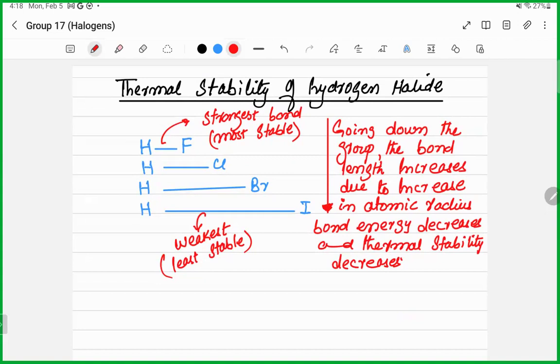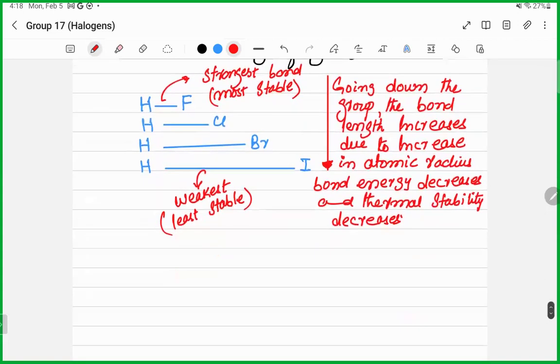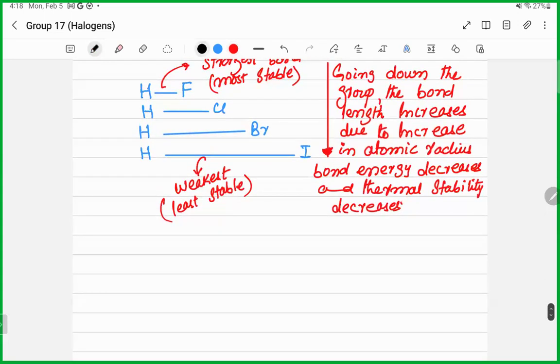So hydrogen iodide is thermally least stable as compared to hydrogen bromide, and hydrogen bromide is less stable than hydrogen chloride के मुकाबले में. सबसे strongest hydrogen fluoride है. ठीक है, clear?